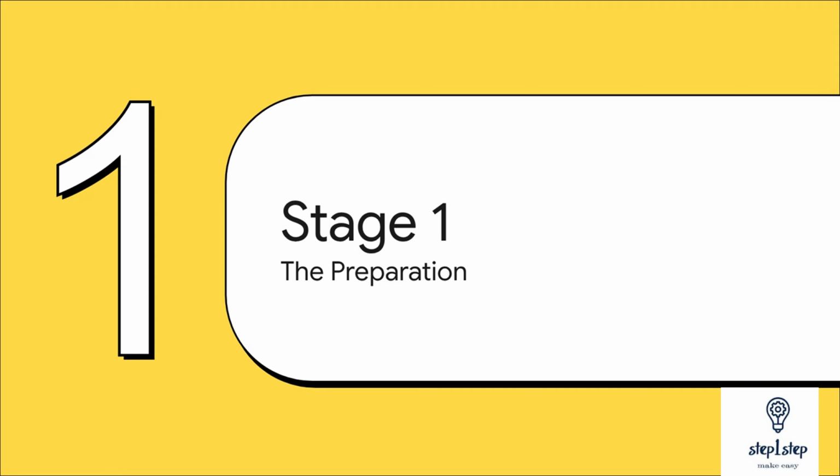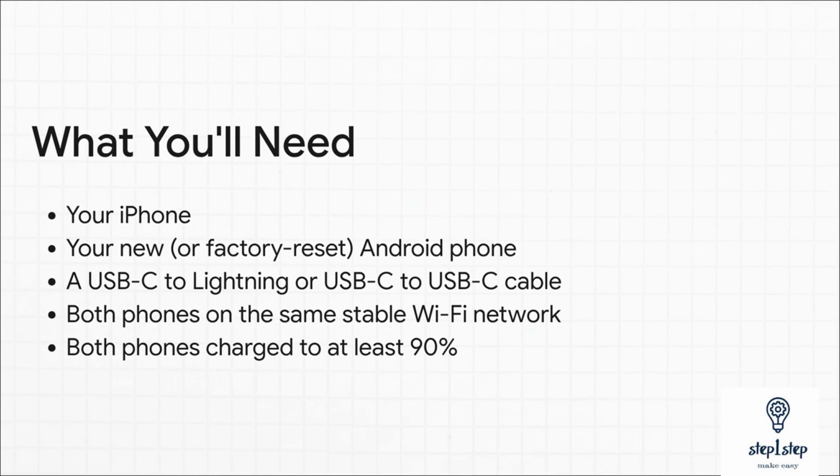Just like any big move in real life, success here is all about the prep work. So, before we even think about connecting any cables, we've got to get our digital moving boxes packed and ready to go. The list of what you need is actually pretty simple. You've got your iPhone, your new Android phone, and a cable to connect them, probably a USB-C to Lightning. Make sure both phones are on the same stable Wi-Fi, and please, charge them both up. You really don't want one of these things dying halfway through the transfer.